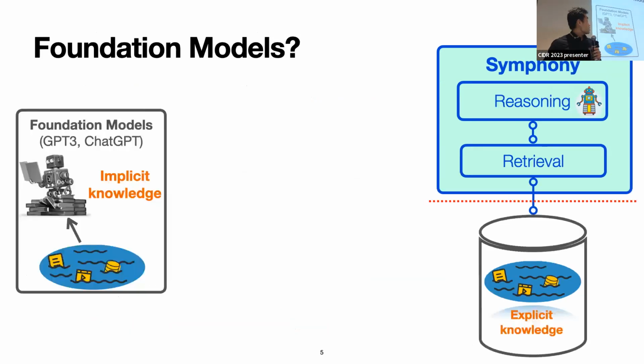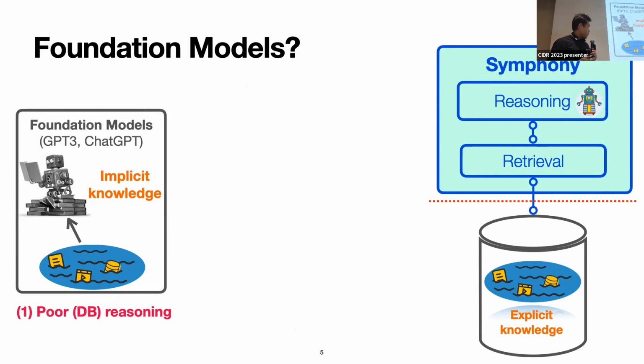So the next question is, why not just use foundation models, right? Because foundation models are so powerful that they have already learned all the data from the web, with different formats. Foundation models store all the information in their parameters or neurons. You can consider this as implicit knowledge. So there are 2 problems. First, they are very poor at reasoning, especially database-like reasoning. For example, foundation models can already read those tables, but you cannot ask joins, you cannot ask aggregation of a certain table, it's not there.